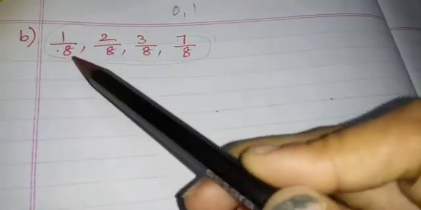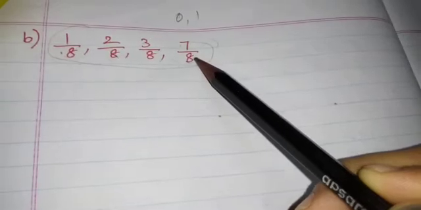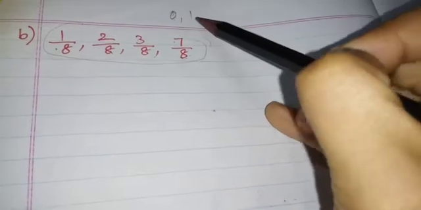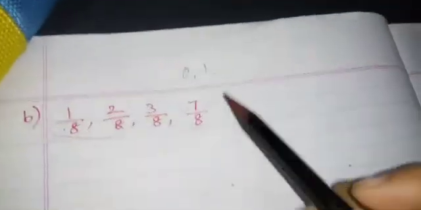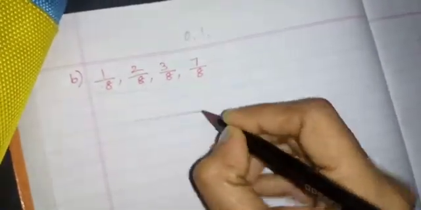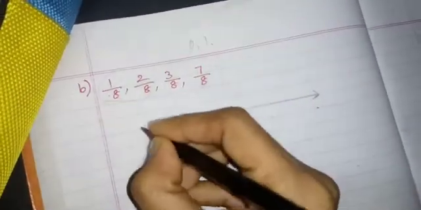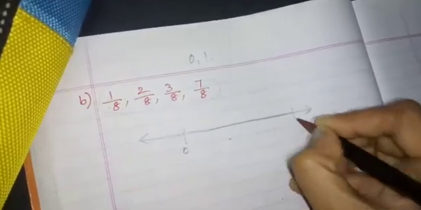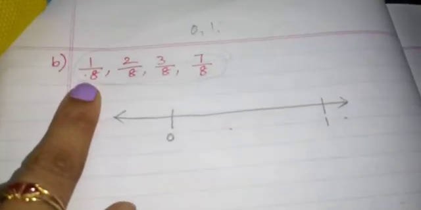I'll give you one trick. If it is a proper fraction, all are proper fractions, then obviously a proper fraction is less than 1. So it will always lie between 0 and 1, because it is less than 1 and greater than 0. Now first number line. What I told you, it lies between 0 and 1. Why? Because it is a proper fraction. 1 by 8 is a proper fraction. So it lies between 0 and 1.